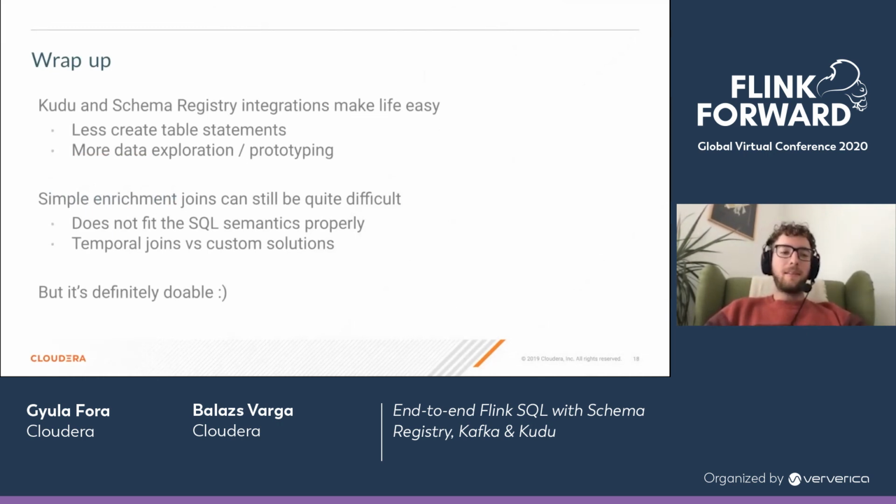We saw that these seemingly simple enrichment joins can still be quite difficult with Flink SQL, as it doesn't properly match the SQL semantics. But we can call temporal joins or some custom solutions to the rescue, and we can definitely make this work and build a pipeline that performs well and does these use cases exactly the way we want it.